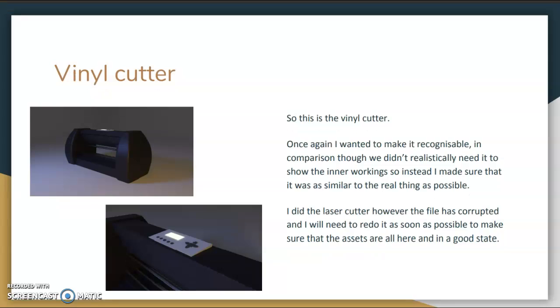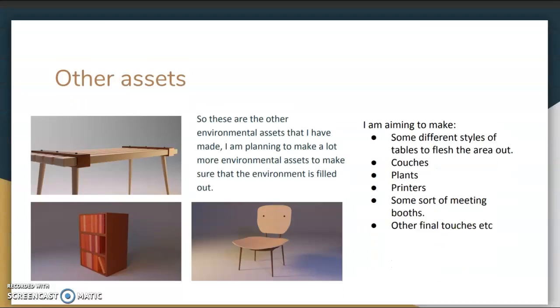This is the vinyl cutter. In comparison to the 3D printer, where it had to be open, this one doesn't really need to be open because it's more of an internally working machine. So we'll still be able to see what it creates, but it doesn't need to be a super open machine itself. And like I explained earlier, the laser cutter has corrupted, so I'll need to redo that as soon as possible to make sure that the assets are all there and in a good state.